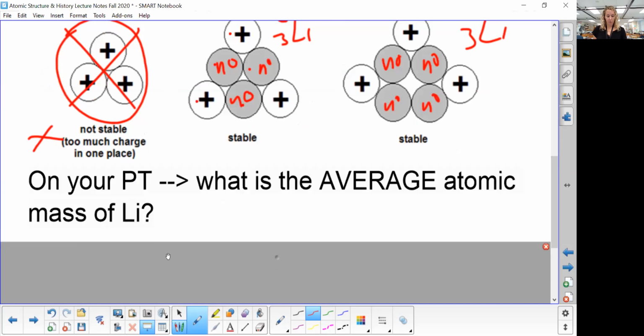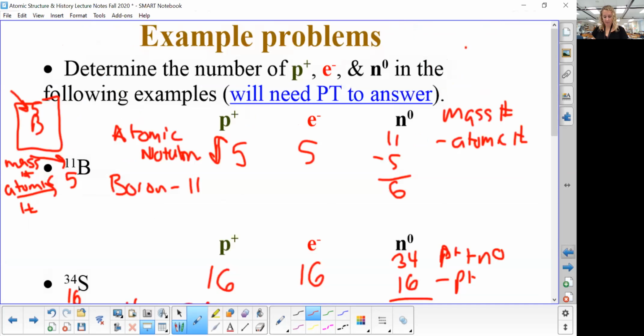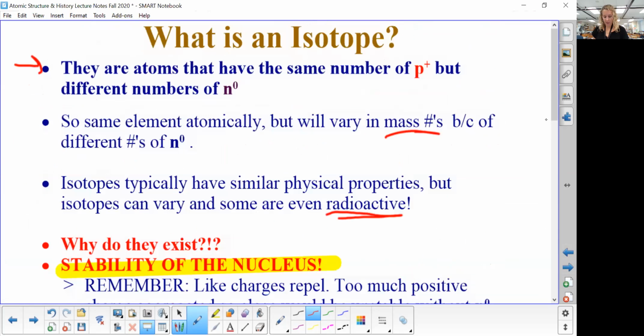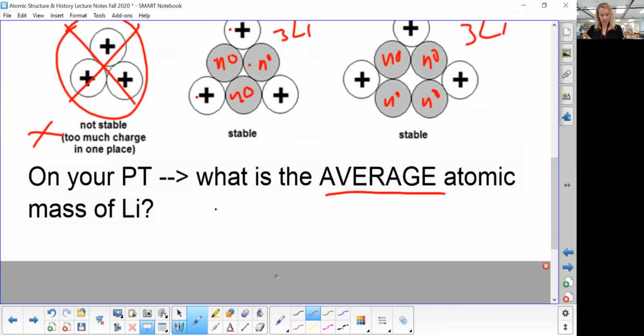So now I'm going to tell you to look at a number that I told you not to look at. If you look at the average atomic mass of lithium here, you see this average atomic mass is 6.94. So what does that 6.94 tell us? That tells us, okay, 6.94 is the average atomic mass.